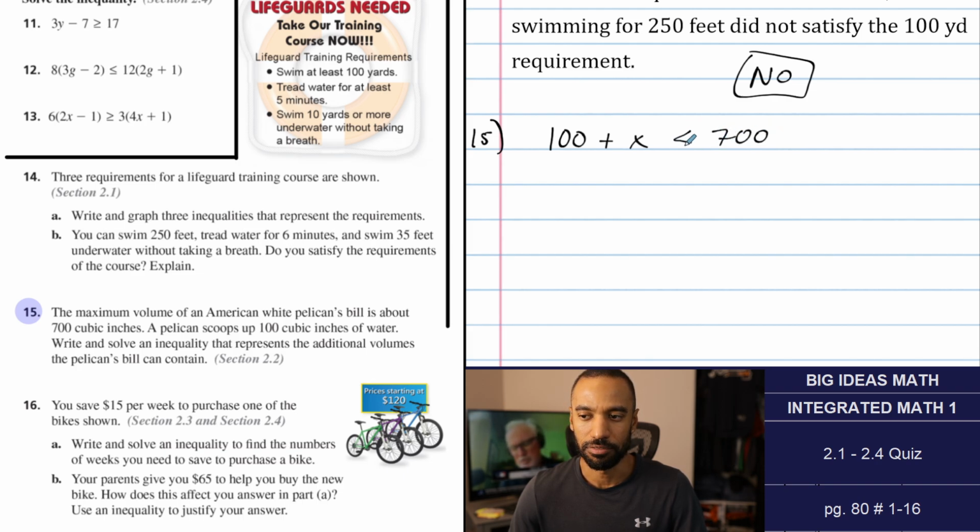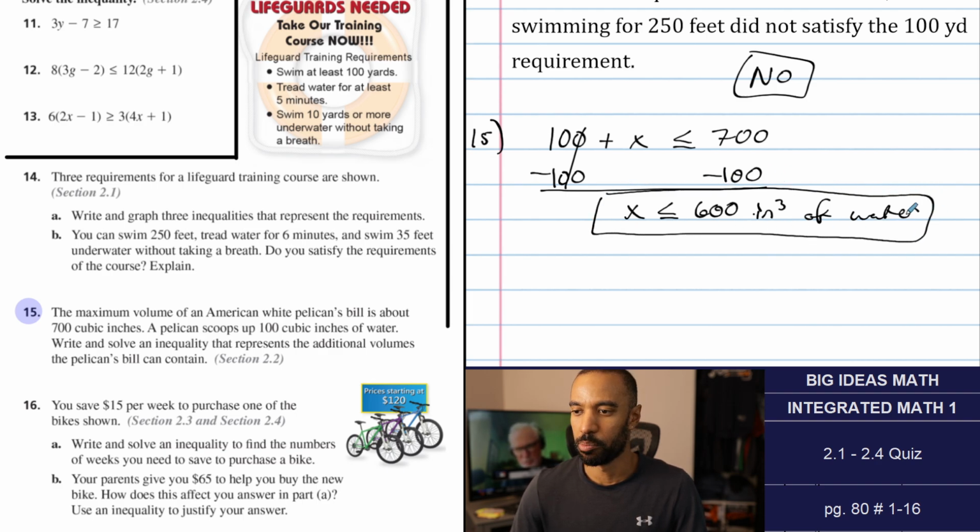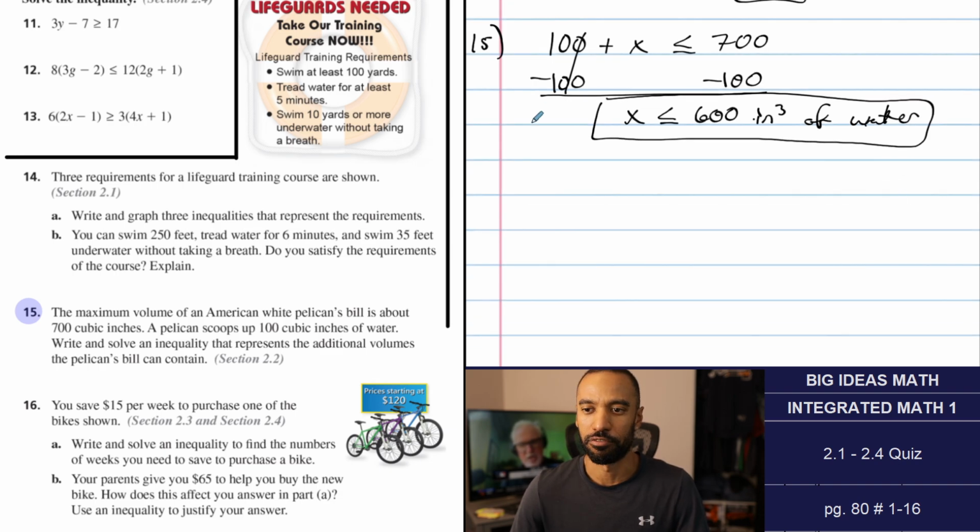However, they can also have less than. They cannot have more than. So here's the inequality setup for that. When you subtract 100 from both sides, that'll state that we can fit up to, or less than, 600 more cubic inches of water. A bill of volume. Maybe I should have put V for volume instead of X, but that's okay. X represents the amount of volume in there. And that's it for 15.